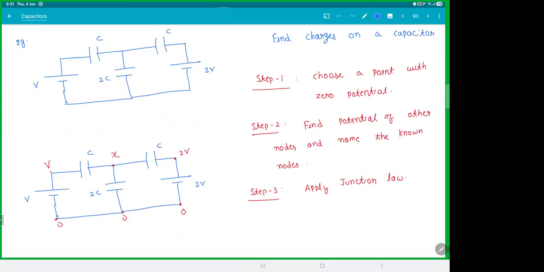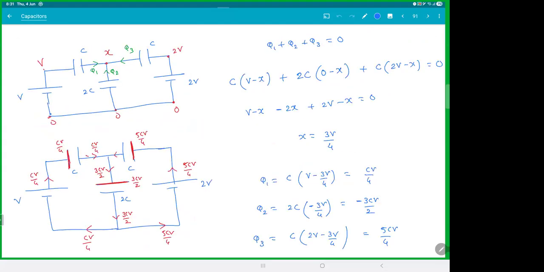What is step one? You take any one point and treat it as a zero potential. Then find the potentials at the remaining nodes, and then choose the junction, and from there try to get the charges. Clear? So let's see a question on this.